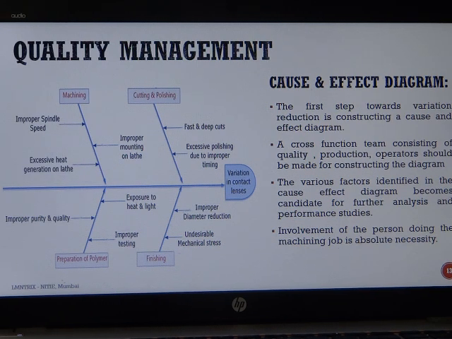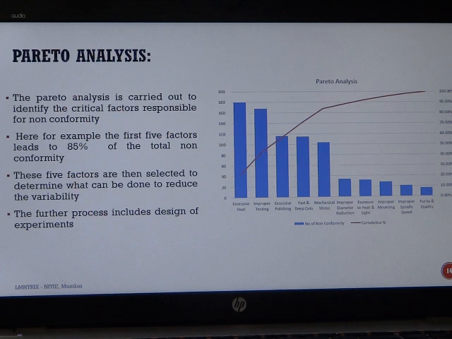Now, the one thing which has to be noted is that without the involvement of people who are actually doing the job, the process of constructing a cause and effect diagram is not fruitful. Now, the Pareto analysis needs to be applied to identify the factors which are critical for the variation. After identifying the 5 critical factors, we now proceed with the design of experiment.